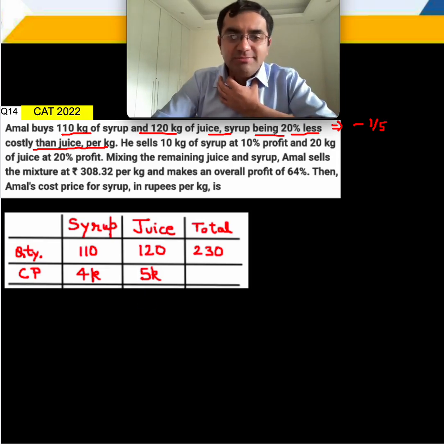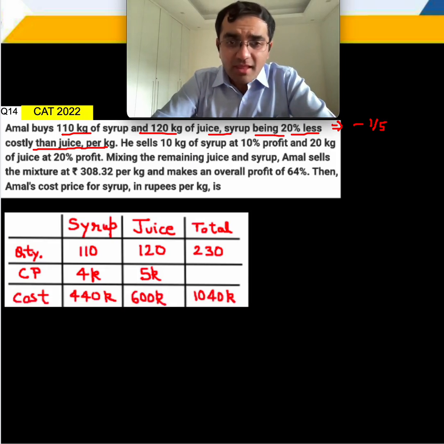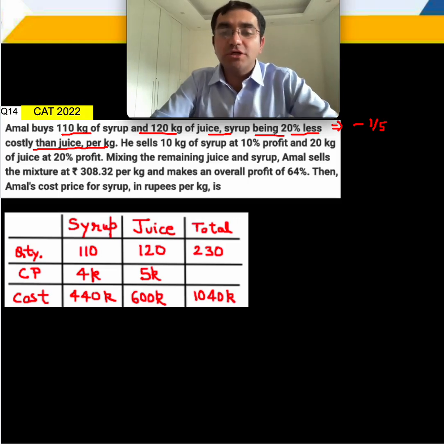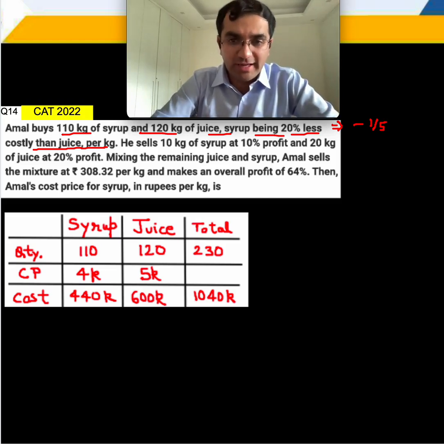ठीक है, let's multiply to get the cost. 110 into 4k is 440k, 120 into 5k is 600k. Total किया तो you get the cost price of 1040k. ठीक है, now we sell further.